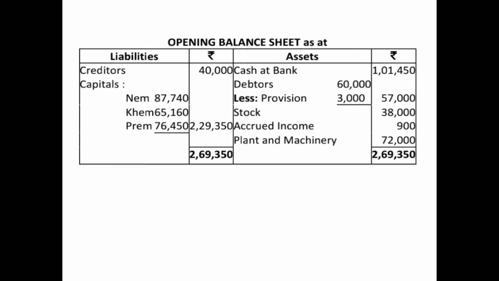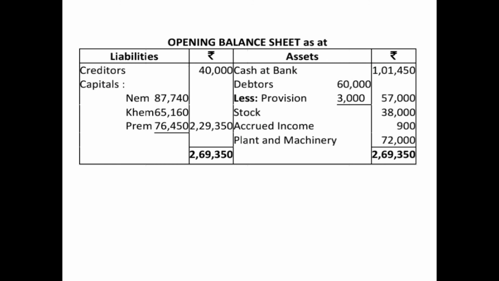That is, the total capital is 2,29,350. On the asset side, let us see first the value of debtors, which is 57,000 after deducting provision, as explained to you while explaining the question. Stock we have shown at 3,000 more because it was revalued. Accrued income 900, and plant and machinery 72,000, that is after depreciating or reducing it by 10%.